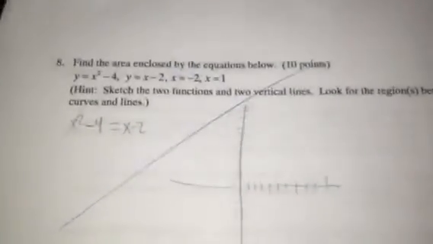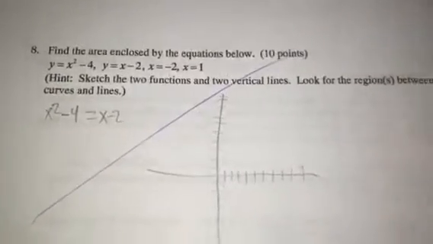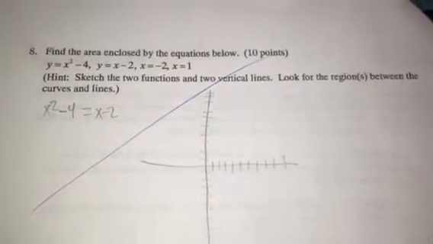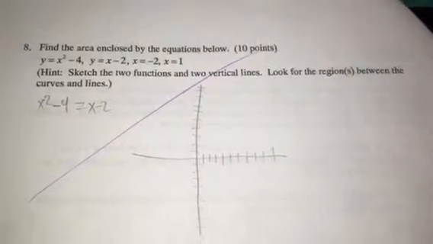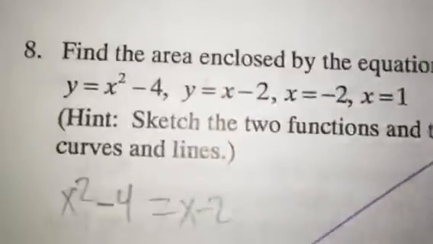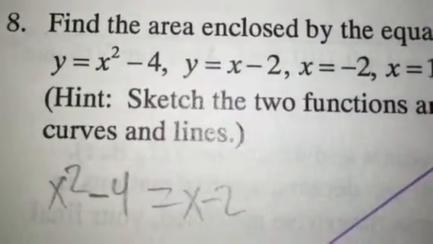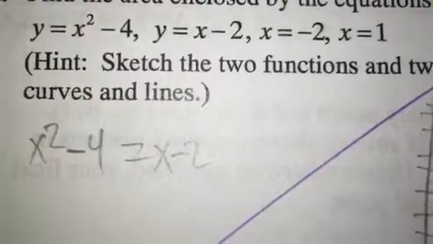Now we're on number 8. This says, find the area enclosed by the equations below. Those are the equations. Hint: sketch the 2 functions and 2 vertical lines. Look for the region between the curves and lines. So that's the hint. First, you see 2 equations here: y equals x squared minus 4 and y equals x minus 2.